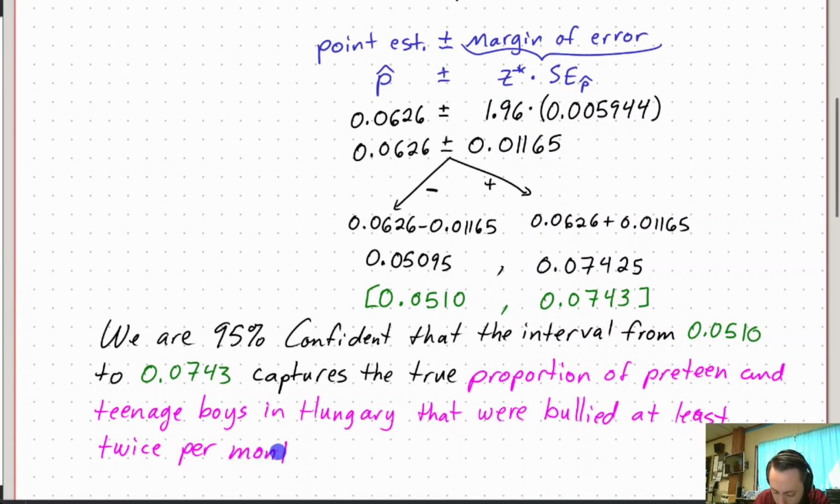Unfortunately, very often the description of the parameter is just as long as anything else in the problem. But there we go. Calculation of our confidence interval.